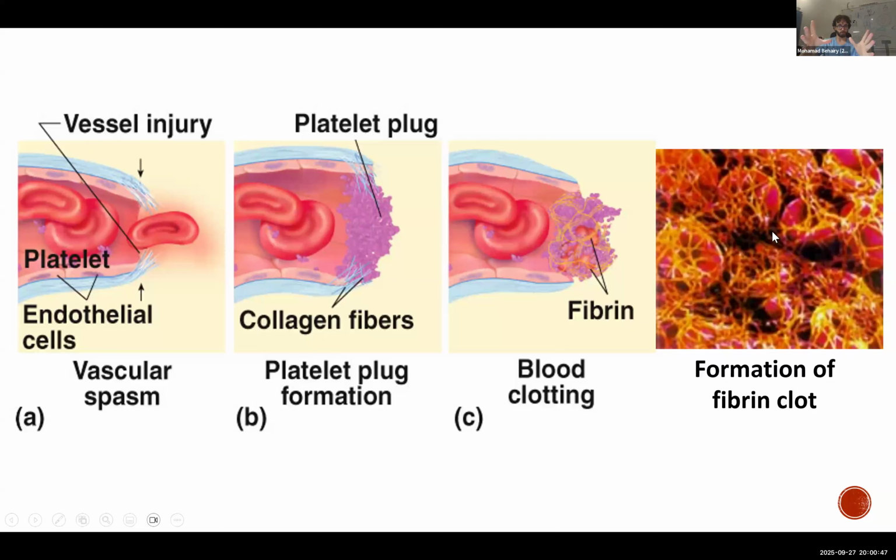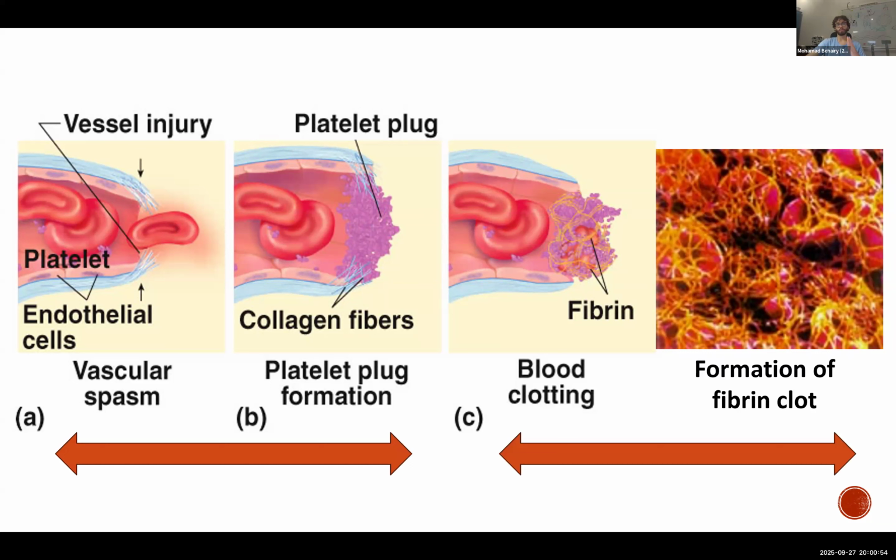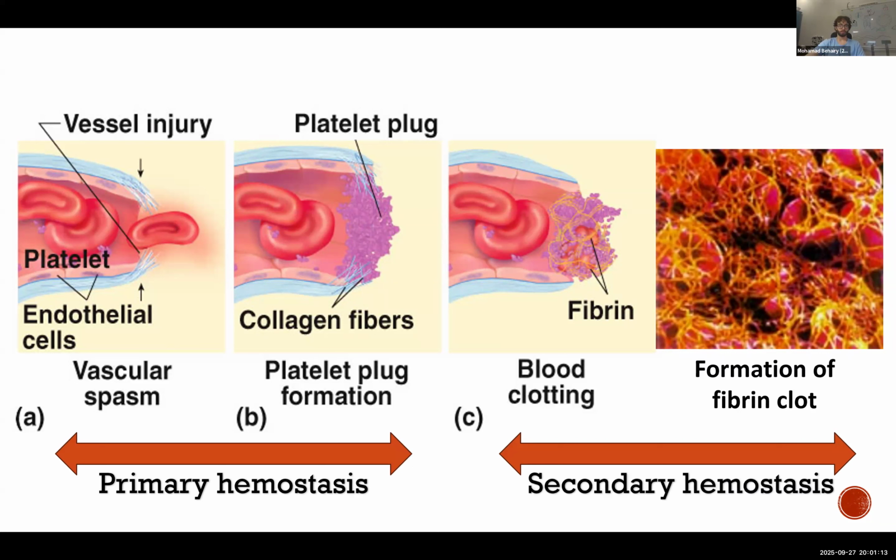And this whole process can be divided into two parts. The part until we get the platelet plug, and the part where we don't need the platelets anymore and are now using fibrin. Okay? The first part, until we have a platelet plug, is called primary hemostasis. It's primary. It's the first reaction to bleeding. After we start having the fibrin, it's going to be secondary hemostasis. It's the second step of stopping bleeding, where we don't need platelets and only need fibrin.